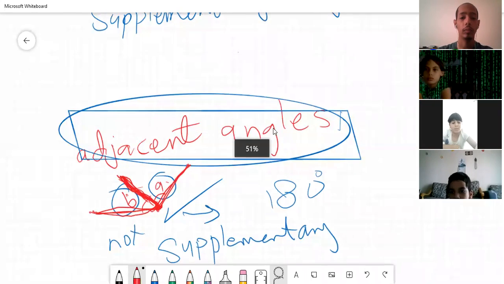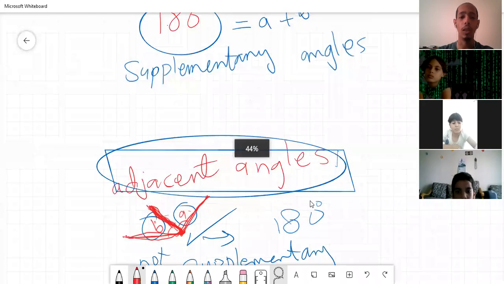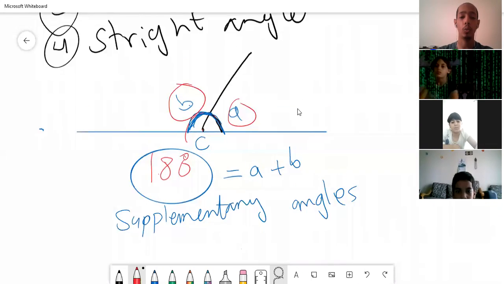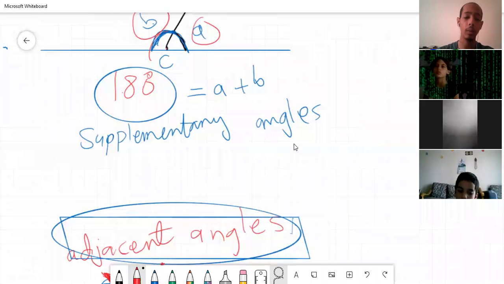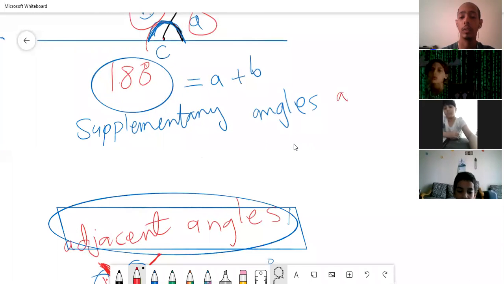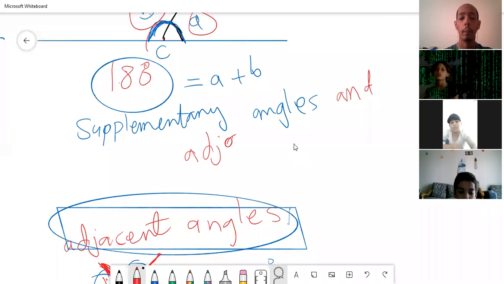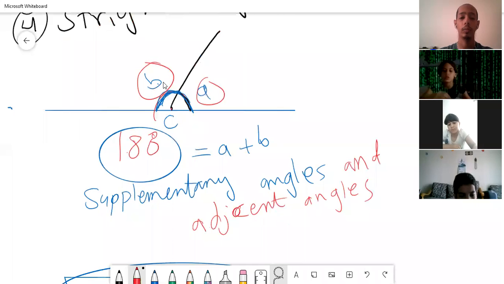Then we can describe the first two angles here on the straight line as supplementary angles, and at the same time they are adjacent angles. Why adjacent angles? Because they are next to each other.